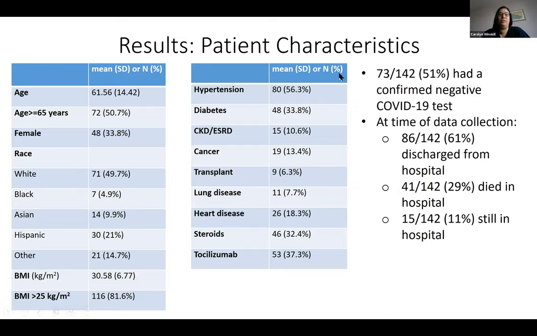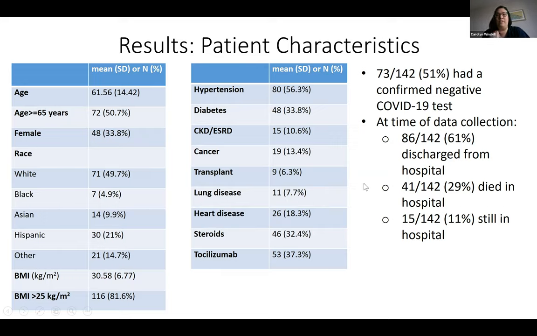And here is an overview of our sample. Most people were older. Half of them, you can see, were 65 years or older. Most were overweight or obese. The most prevalent comorbidity was hypertension. And a small number of people that I want to point out had cancer, 13%, or lung disease, almost 8%.